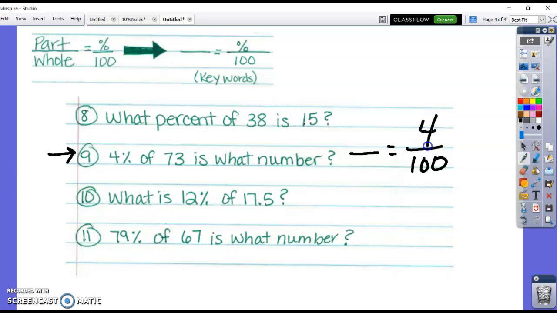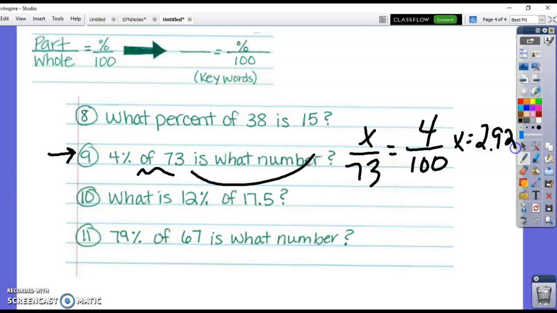Put my 4 above 100, of 73 is what number? I don't know. So I'm going to take 73 times 4 and divide that by 100. And I get X equals 2.92. Whew, that's not very much, right? 4%. Hopefully you don't get that ever on a test. 4%, that would be bad, right?